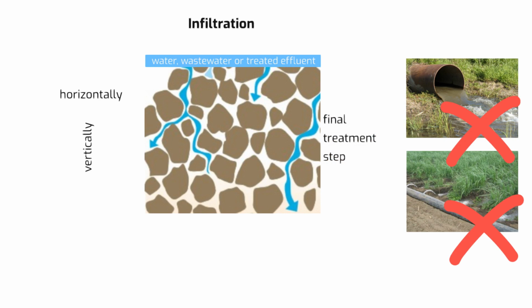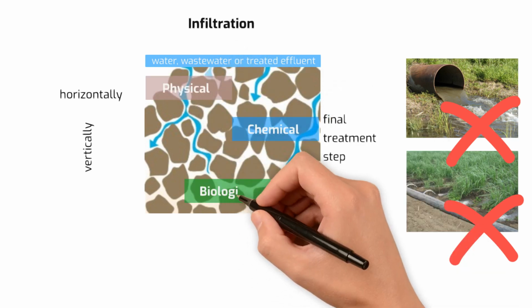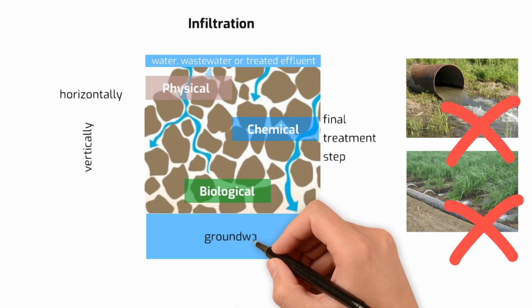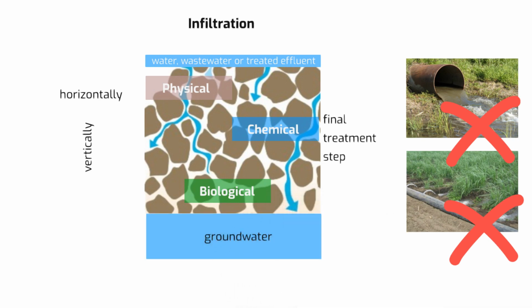As treated effluent percolates through the soil, various physical, chemical, and biological processes can remove remaining contaminants and further improve effluent quality. Percolating through the soil, the treated effluent will eventually reach the groundwater reserves. It can recharge aquifers and maintain a sustainable supply of groundwater. In this context, infiltration may be a solution to the increasing demand for additional water sources.